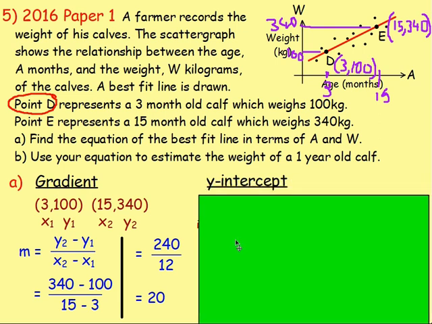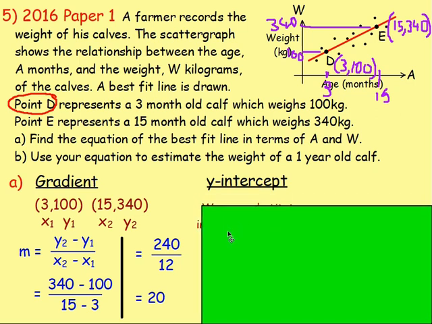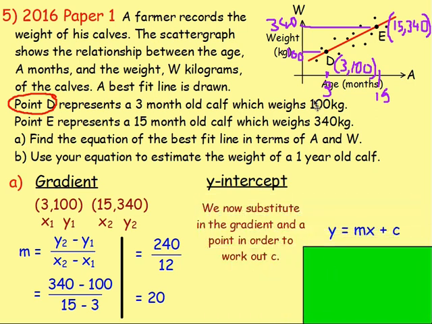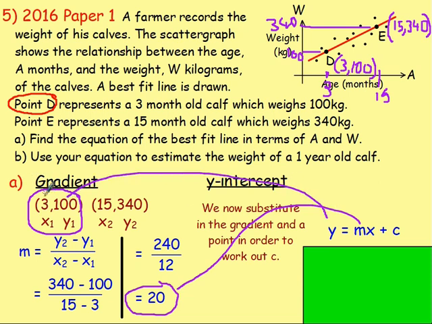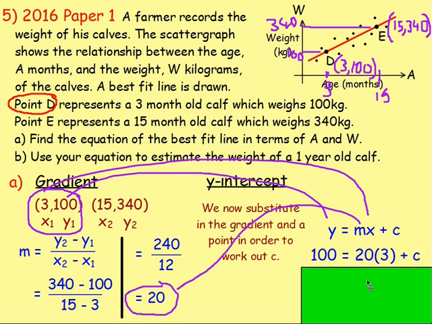Once we've got the gradient, we have to work out the y-intercept. Again, looking at this diagram, it is not clear where it crosses the y-axis, so we're going to have to try and work it out. And to work it out, what you can do is you can take one of the points and you can take the gradient and you can sub them into y equals mx plus c. Use either point, makes no difference. I'm just going to use one with smaller numbers, use 3 and 100, and I'm going to use the gradient, which was 20. I'm going to replace m with the gradient, y with 100, and the x with 3. And if you do that, the only thing missing will be c, so you can work it out.